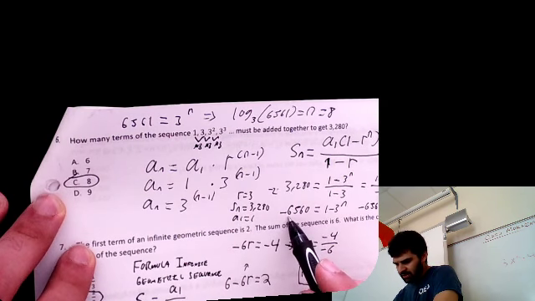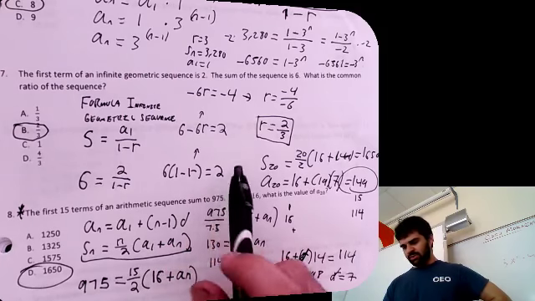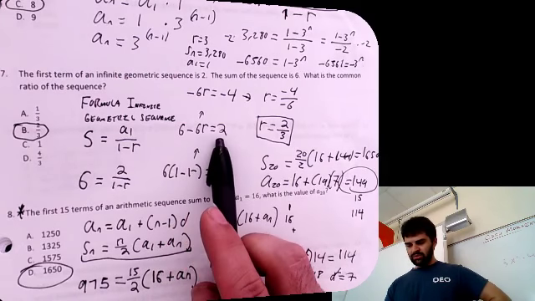All right. The first term of an infinite geometric sequence is 2. The sum of the sequence is 6. What is the common ratio of the sequence? So the formula for a geometric series, S is equal to a_1 over 1 minus r. So 6 is equal to 2 over 1 minus r. So 6 times 1 minus r is equal to 2. 6 minus 6r is equal to 2.